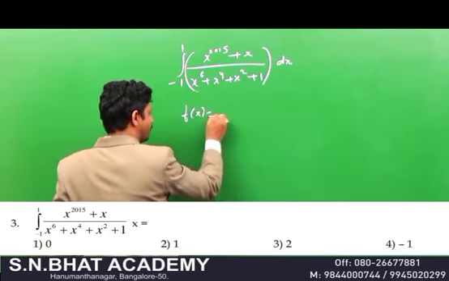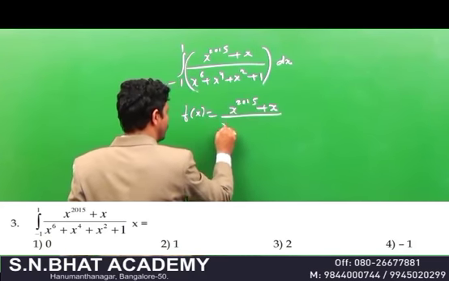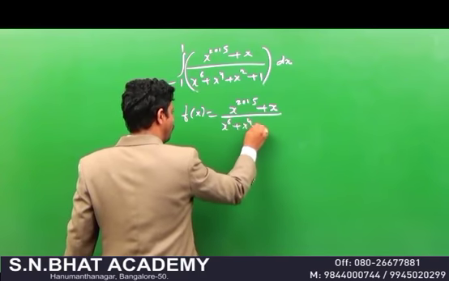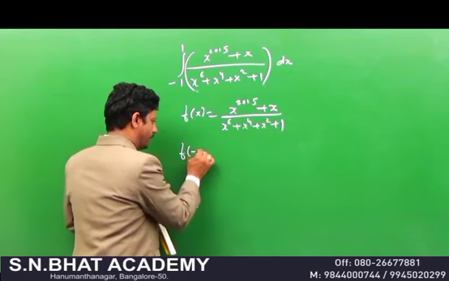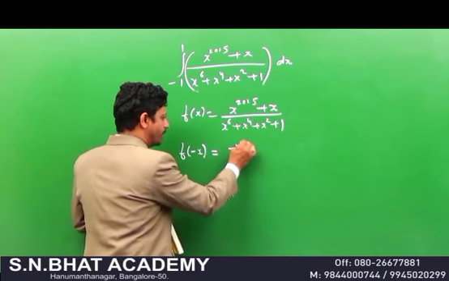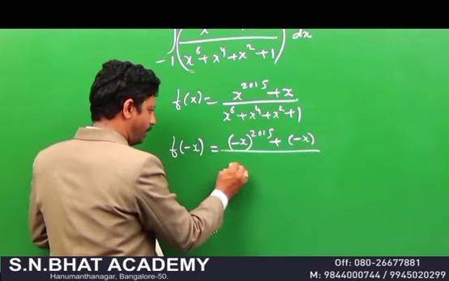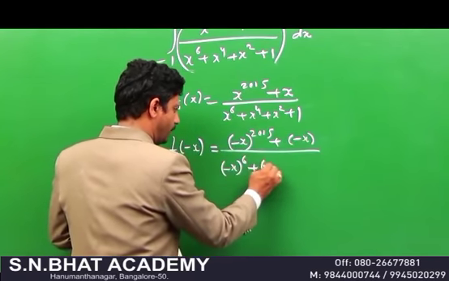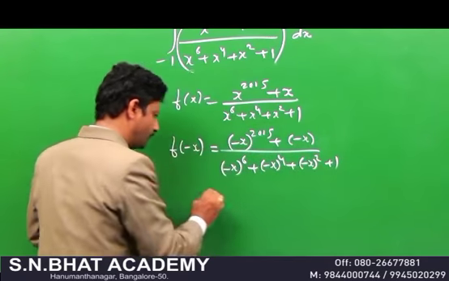Suppose I take this as f of x. It is (x to the power of 2015 plus x) divided by (x to the power of 6 plus x to the power of 4 plus x square plus 1). Let us determine f of minus x. F of minus x is (minus x power 2015 plus minus x) divided by (minus x power 6 plus minus x power 4 plus minus x whole square plus 1).